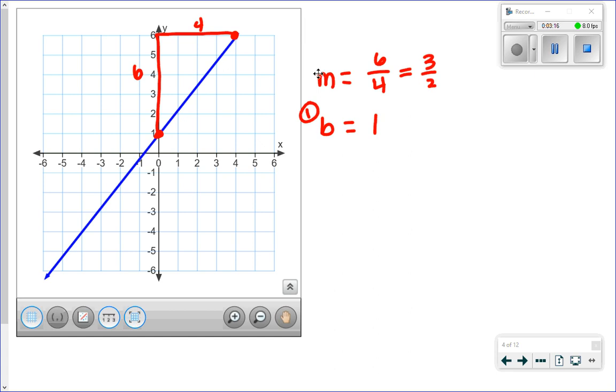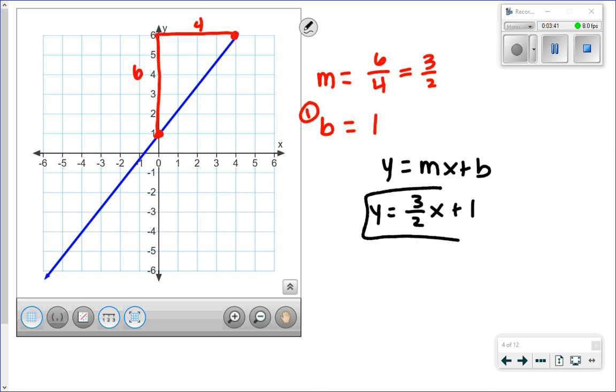So if I'm writing my final equation here, y equals mx plus b, I'm going to fill in what I have in this problem. So I've got y equals, my slope is 3 over 2, and then x, and then my b value is 1. Now I need to make sure that my slope should be positive. This is going uphill, so according to my pictures, this is correct. And that's my final equation, y equals 3 over 2x plus 1.